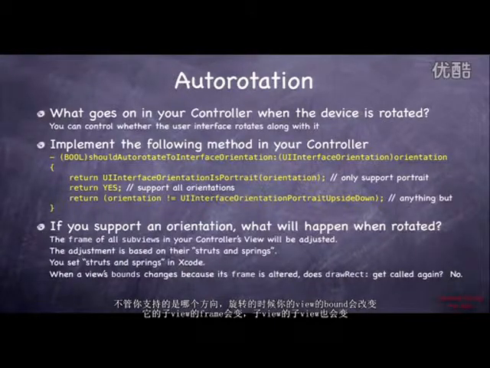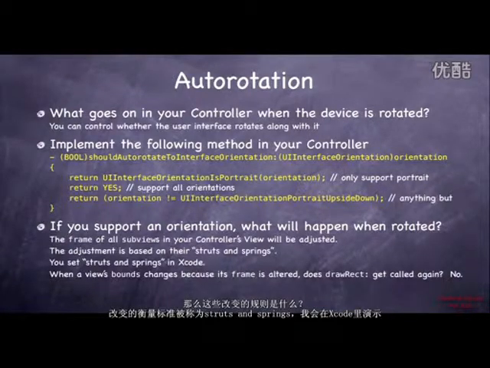And so for whatever orientations you support, when you get to that, your view is going to change its bounds, right? Bounds are going to be changed, again, to be wide and short versus tall and thin or something like that. And all the subviews are also going to have their frames changed, and all their subviews are going to have their frames changed. Now, the question is, what are the rules for all these changes? And the rules are determined by these things called struts and springs. And I'm going to show you how you set those in Xcode.